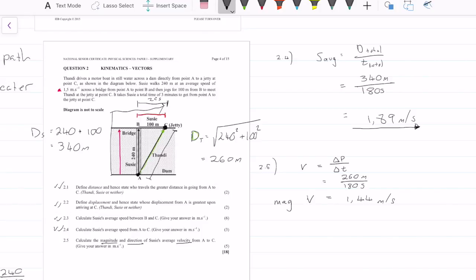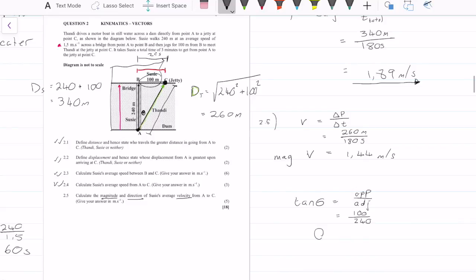Now we need to calculate the direction. So let's label this direction theta. And basically we need to calculate that angle theta. So let's start with tan theta equals opposite over adjacent, which is 100 over 240, which gives us a value for theta when we take the inverse tan, tan^-1, equal to 22.6 degrees. Okay, so that's 22.6 degrees.